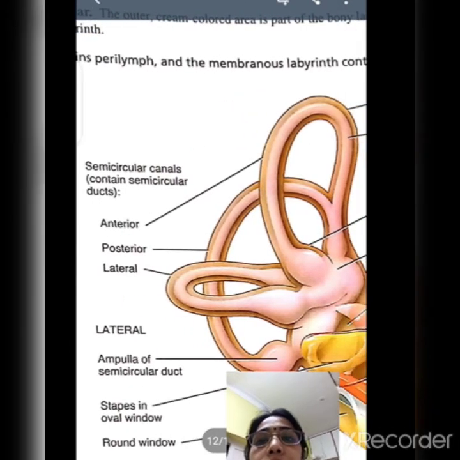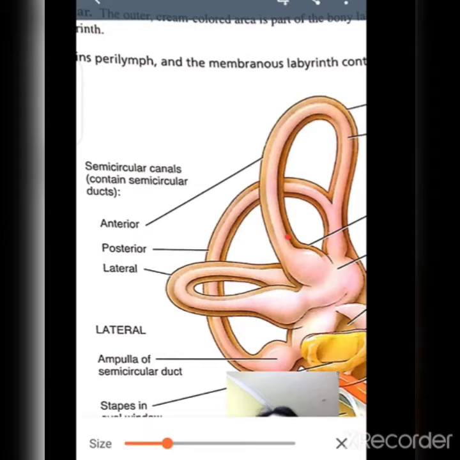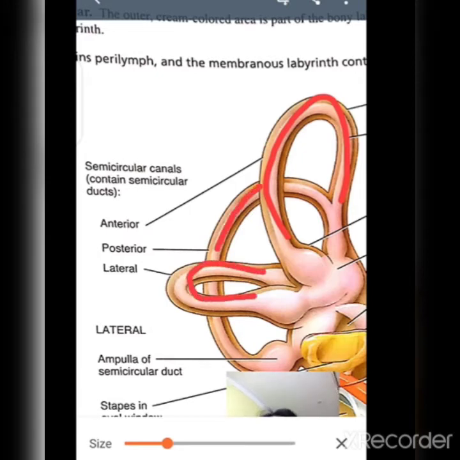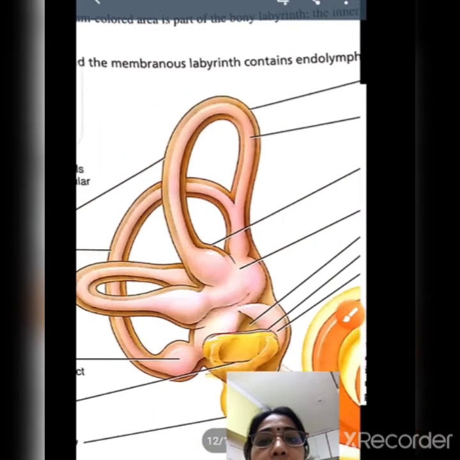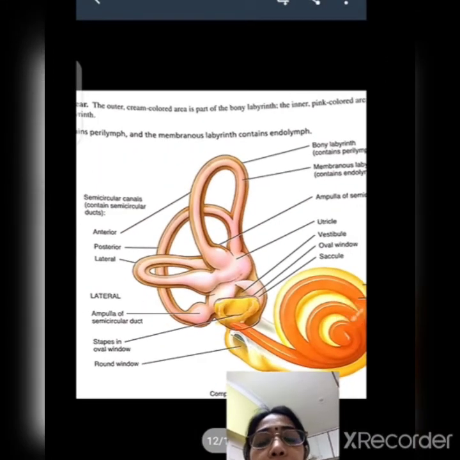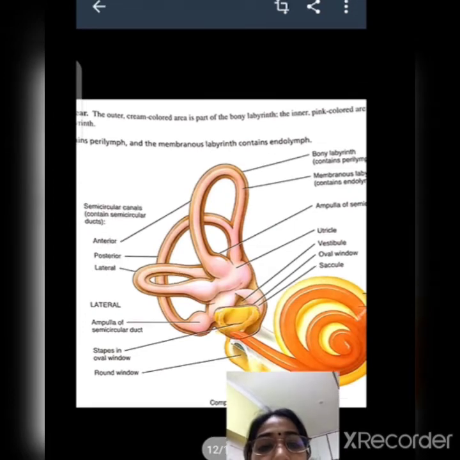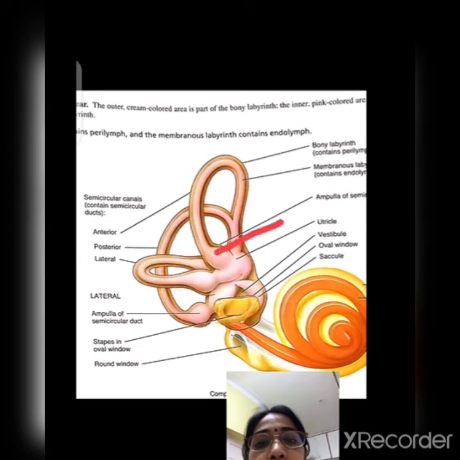See, the semicircular canals contain semicircular ducts. What are the semicircular ducts? These are the semicircular ducts: the anterior, the posterior, and the lateral, as per the positions where they are present. Okay. Now, these swollen enlargements are called the ampulla. All the ampulla of the semicircular ducts are everywhere.